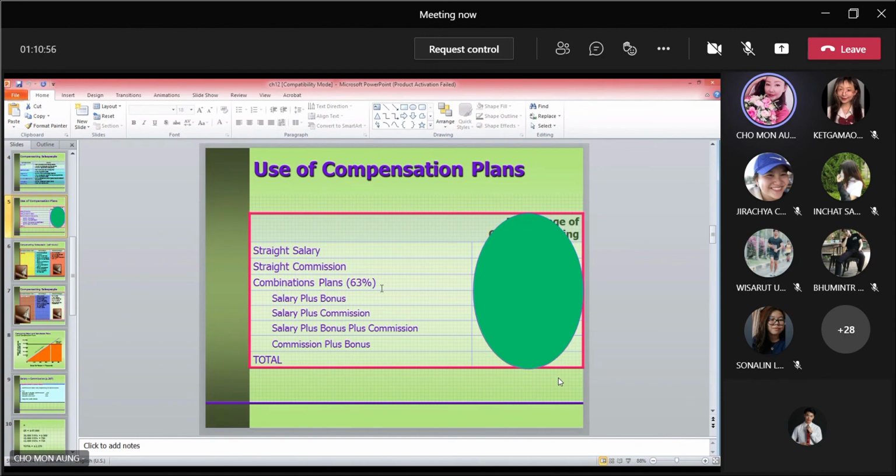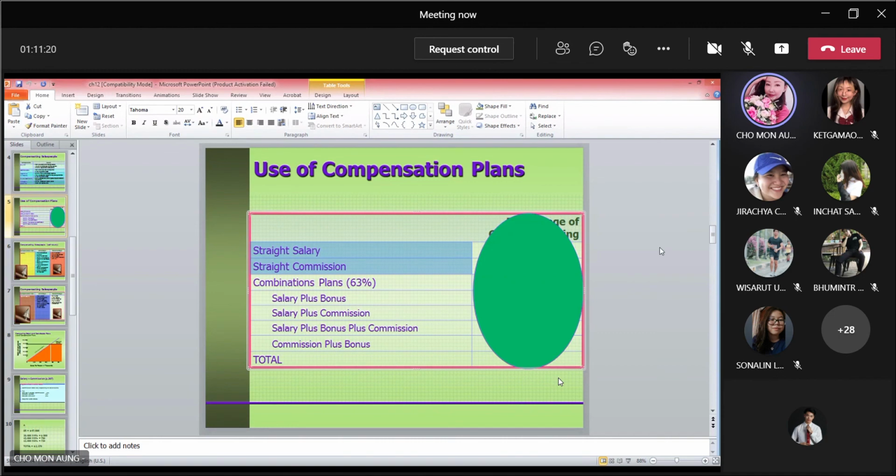In this class, we will go for combination plan, and we can start chapter 13. Now, what I want to tell you is, for the compensation plan, we study straight salary and straight commission. Straight salary, we pay only salary. Straight commission, we pay only commission. So when should we use these two? Just now I told you already.